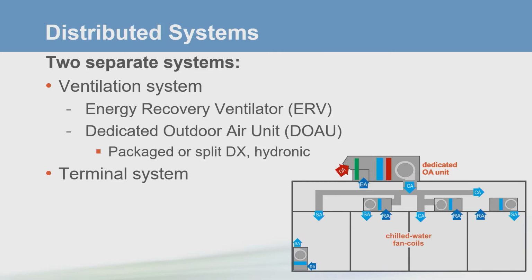Although there are a few exceptions, most distributed systems will be coupled with a separate ventilation system, so we'll start there. Then we will walk through the economizer capabilities and requirements for some of the most common terminal systems.